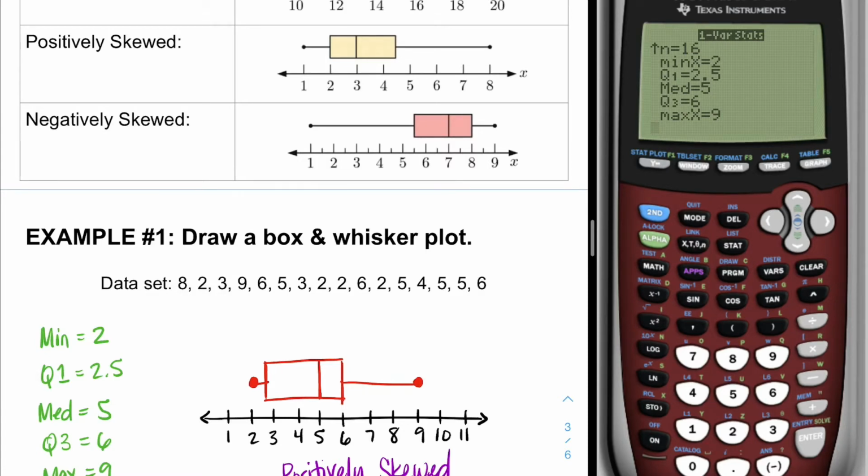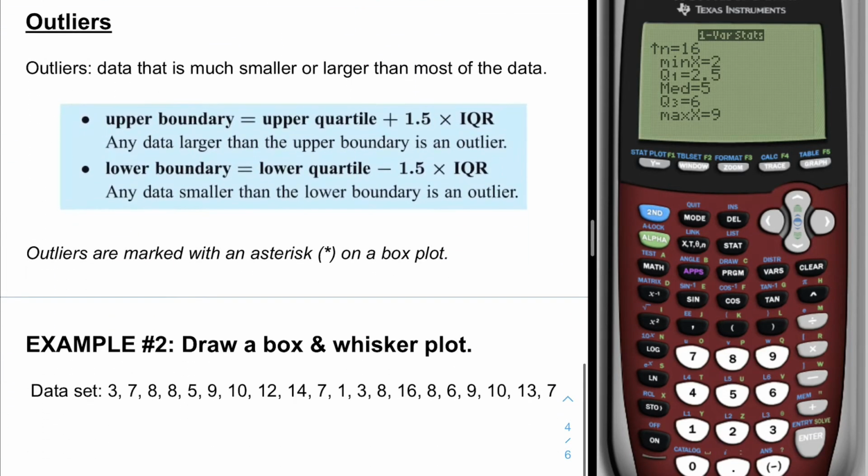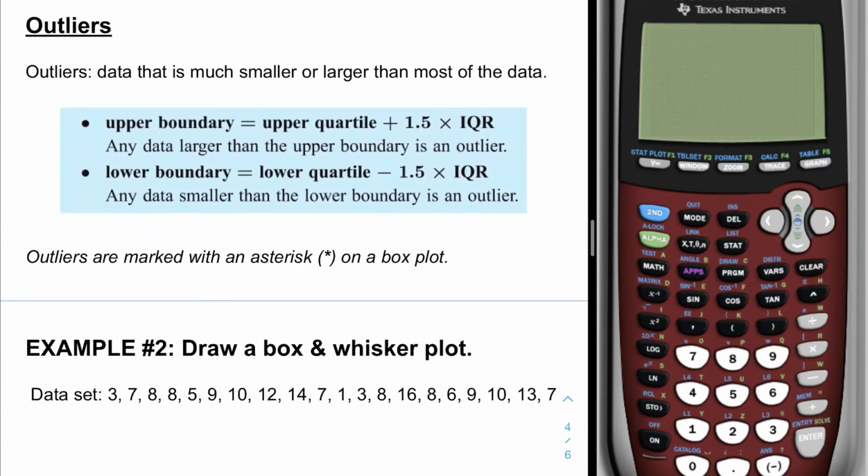Okay, so it's positively skewed. So that's the way my box plot will look. The next thing we want to look at is outliers. Outliers are numbers that are outside of where the normal, or where the rest of the numbers are.